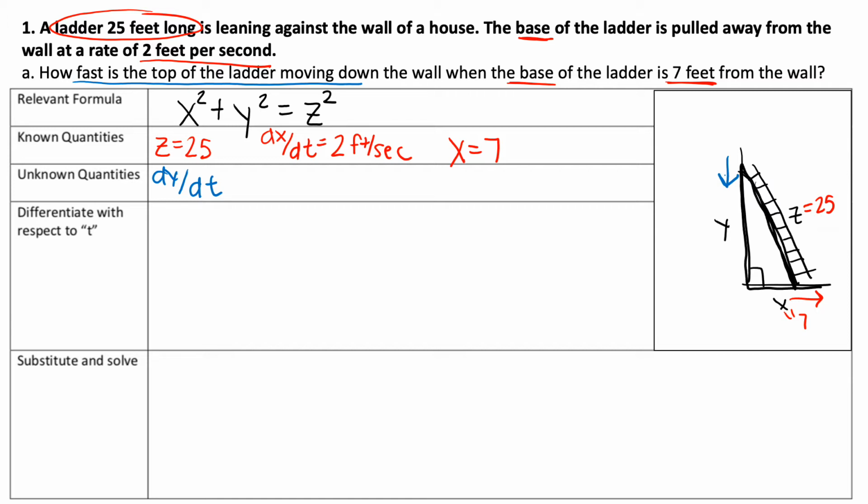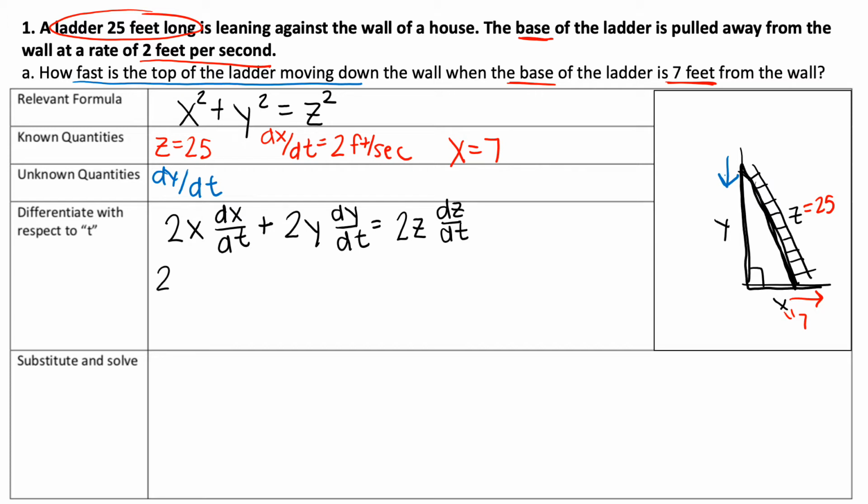So now we can go ahead and take our relevant formula and differentiate with respect to t. So going through each, we have x squared plus y squared equals z squared. Taking the derivative of x squared, we get 2x, and then of course dx/dt. Plus, taking the derivative of y squared, we get 2y dy/dt. Equals, taking the derivative of z squared, we get 2z dz/dt.